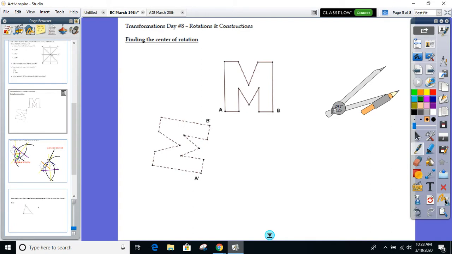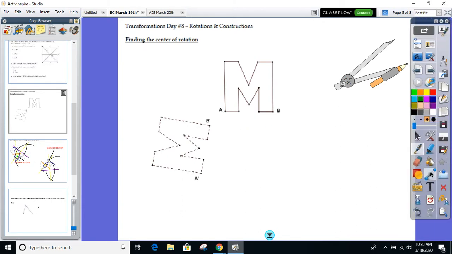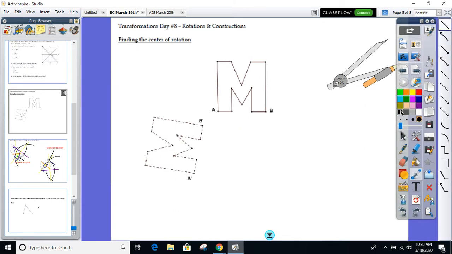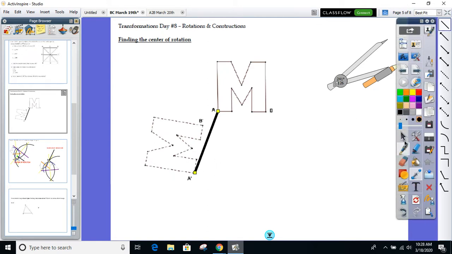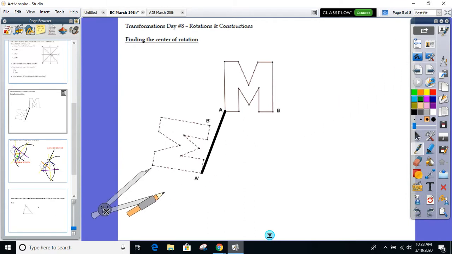So the steps to doing this, and I know you guys have the steps below on your packet, so you can always reference them when you're working later on the assignment. First thing you want to do, you want to connect a pre-image with an image point. So I'll connect A and A prime. And then you want to construct the perpendicular bisector for that segment.